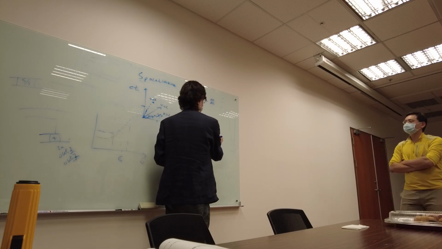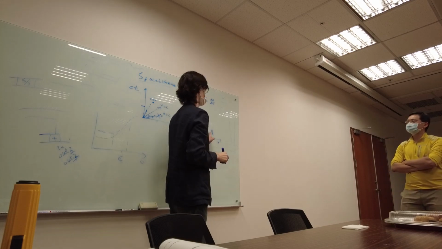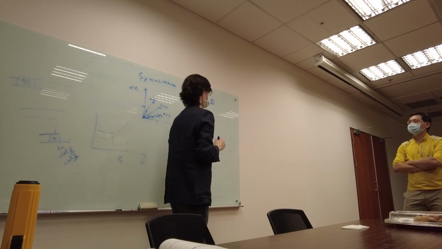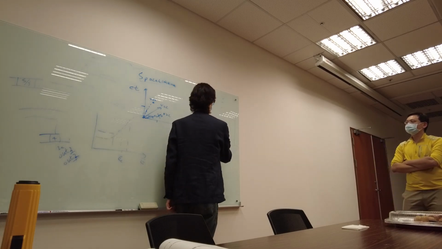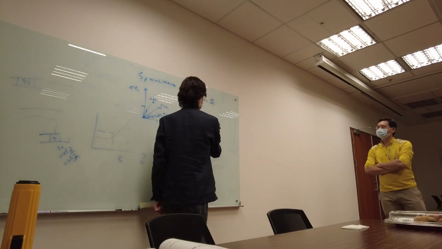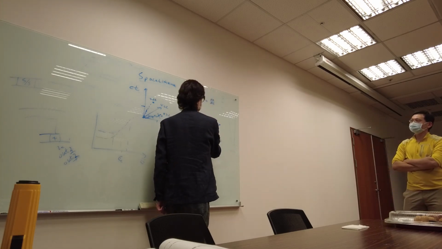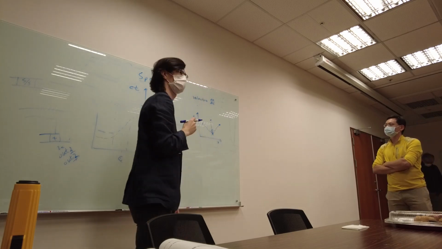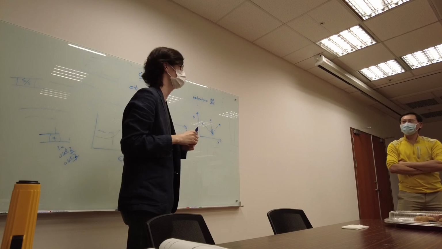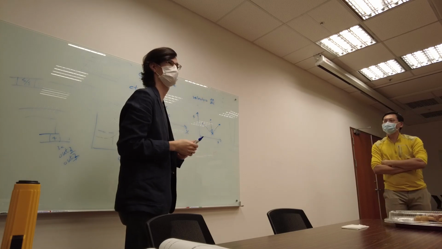So if he's standing still, his trajectory just goes straight up. If he moves forward, his trajectory looks like this. And if he moves backwards, his trajectory looks like this. And so I see some confused faces maybe. Do you have questions or clarification?